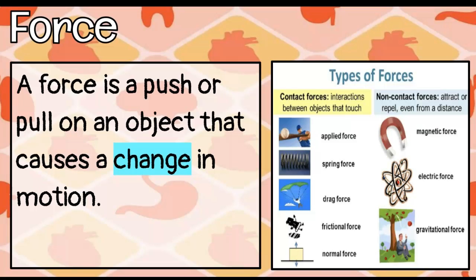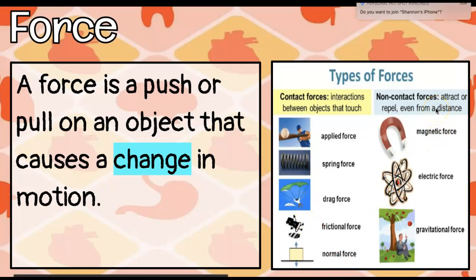So there are a lot of different types of forces. There are contact forces, which we see over here. These are forces that happen because objects touch. So there can be like an applied force where you apply the force and cause it to change direction here, like the person with the baseball bat. There can be a spring force, a drag force, so on and so forth.